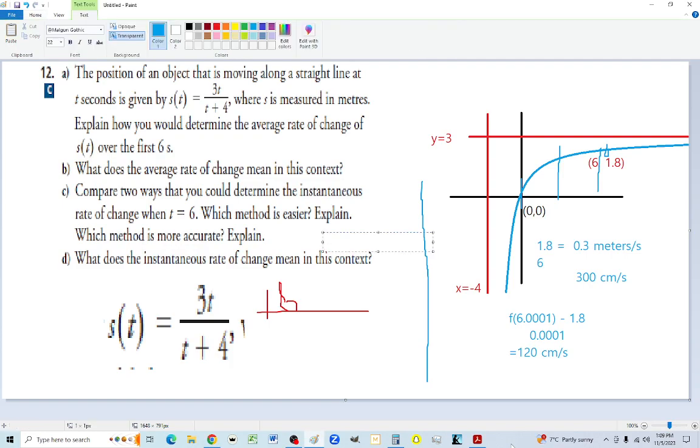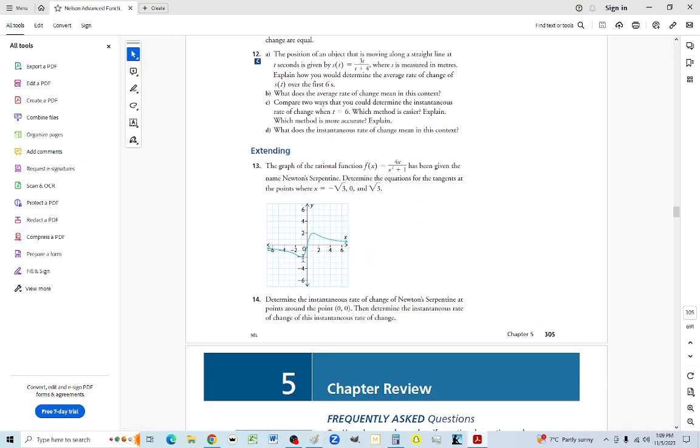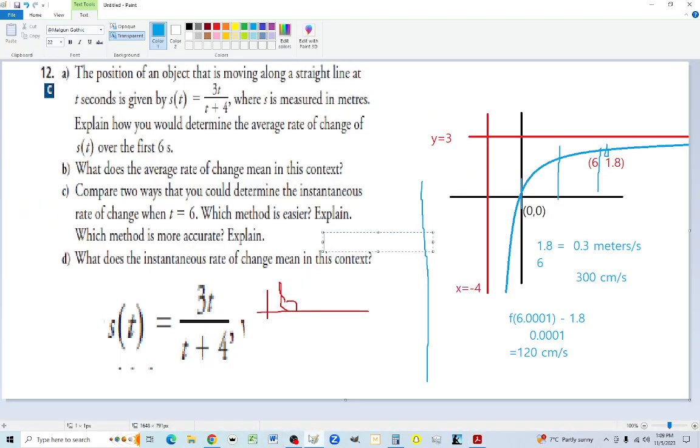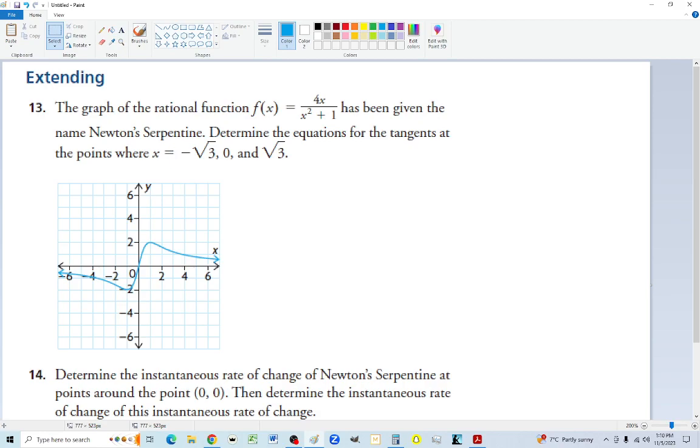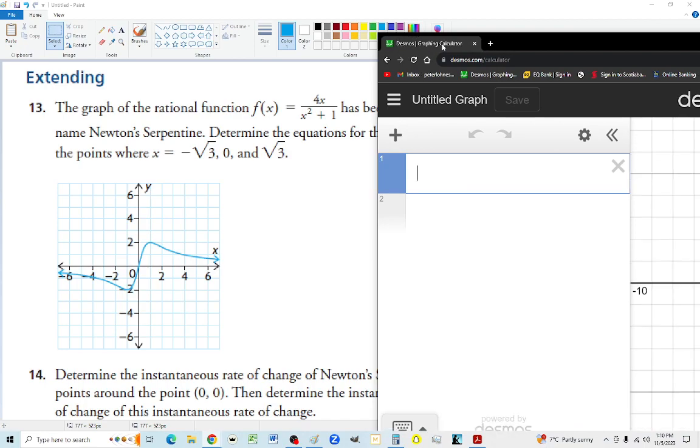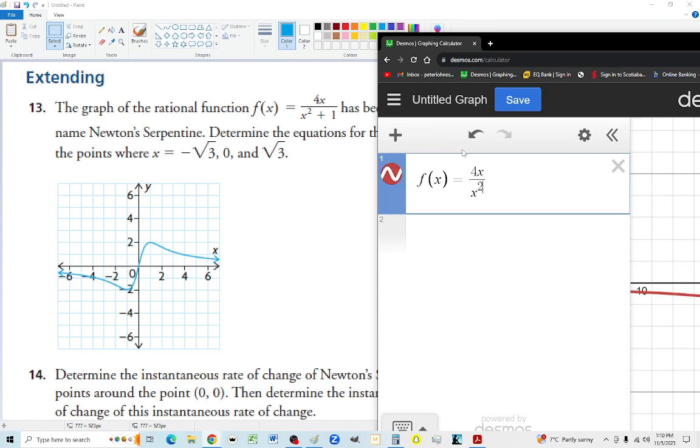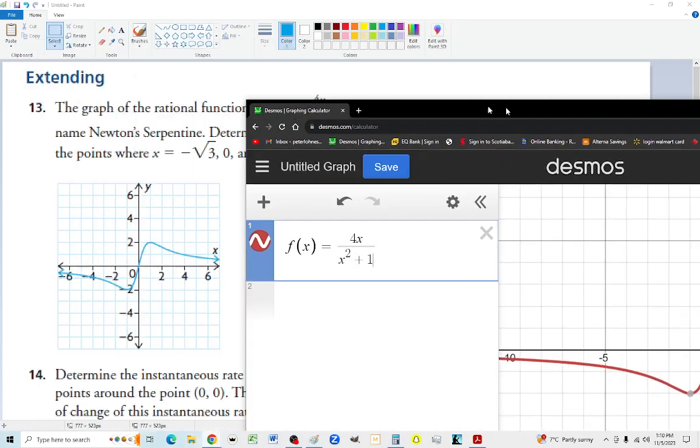Let's see if I can do 13. There's no promise I can, because 13 is going on a strange esoteric thing. And as I said, for 13, we're going to use a graphing technology. This is a well-known graph. We're going to do it as f of x is equal to 4x divided by x squared plus 1. You're going to see that this x squared plus 1 does not have a vertical asymptote, because there's no way that can equal 0. Sure enough, we get a shape like that.